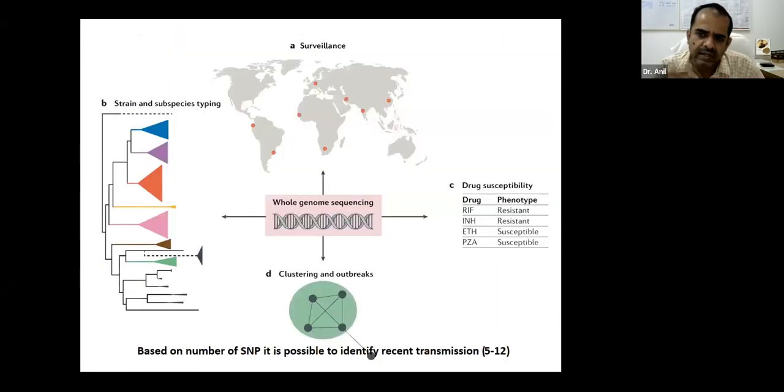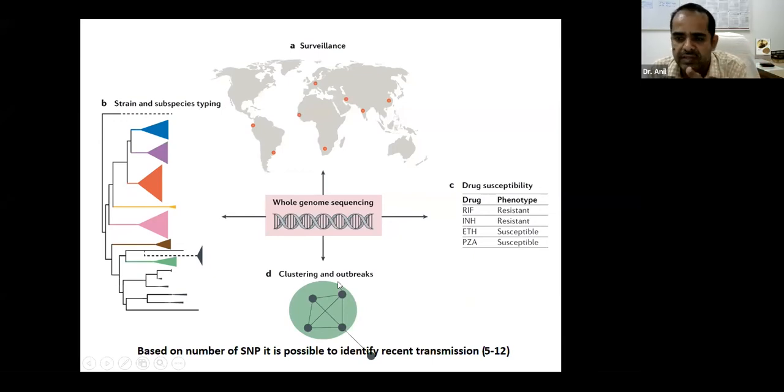After knowing the resistance phenotype of the bacteria, you can also identify whether they are clustering or not. You have the whole data of the bacteria, the lineages and all the SNPs. If the SNPs between two strains are less than 10, somewhere around 5 to 12 SNPs, then those bacteria are almost identical. It could be recent transmission, an outbreak or clustering, or it could be a contamination.